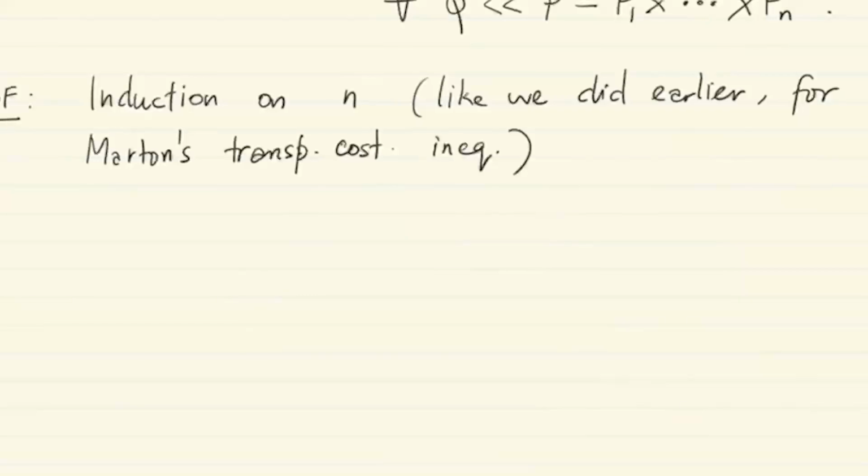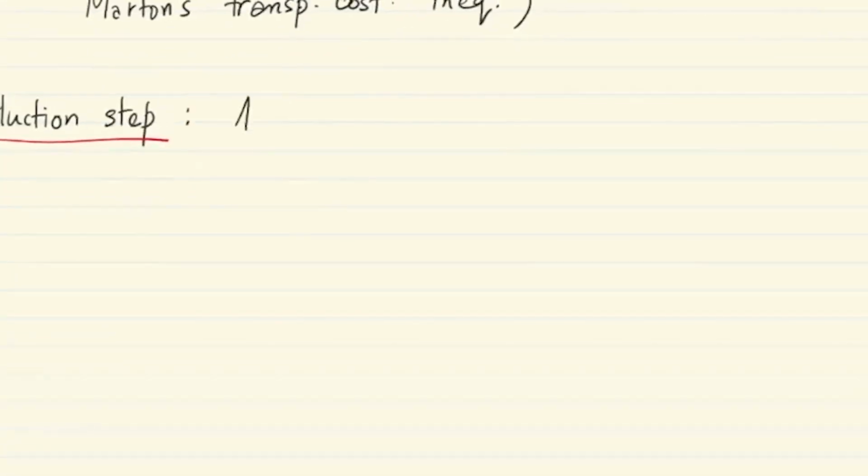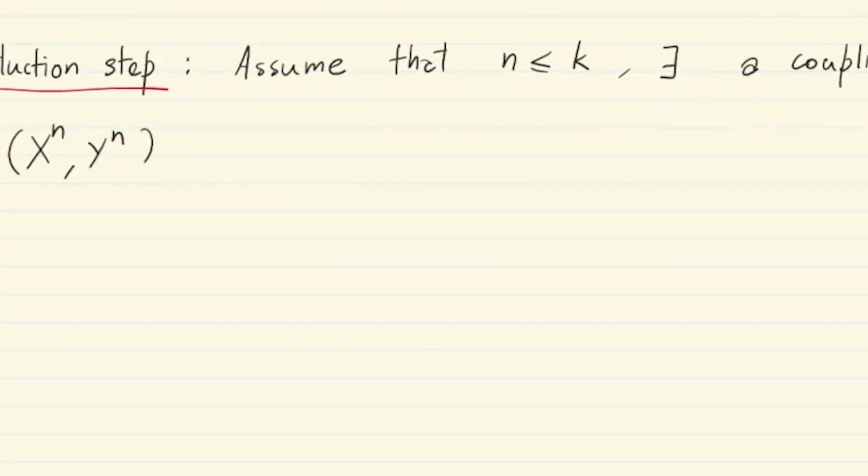So there are two arguments in an induction proof. One is the induction step, and one is how you prove the base case. Let's look at the induction step before we go over to the base case. So the induction step consists of assuming that for all n less than or equal to, let's say, some arbitrary integer k, there exists a coupling between x_1 through n and y_1 through n, which have individual marginals P_1 through n and Q, such that the inequality star holds.